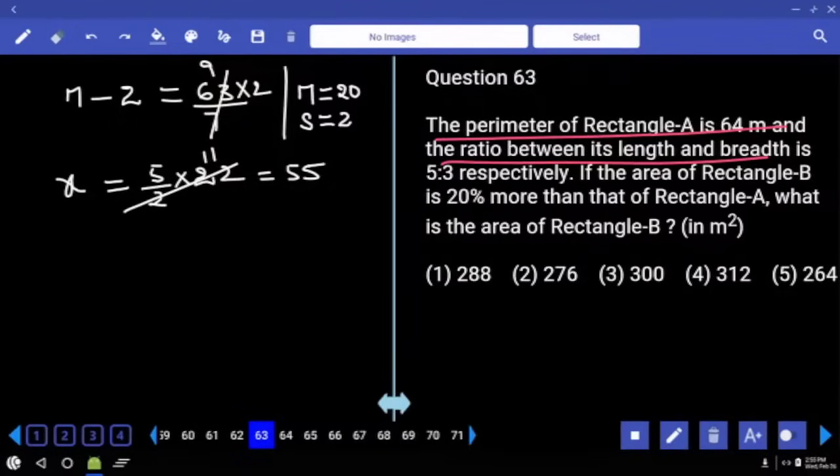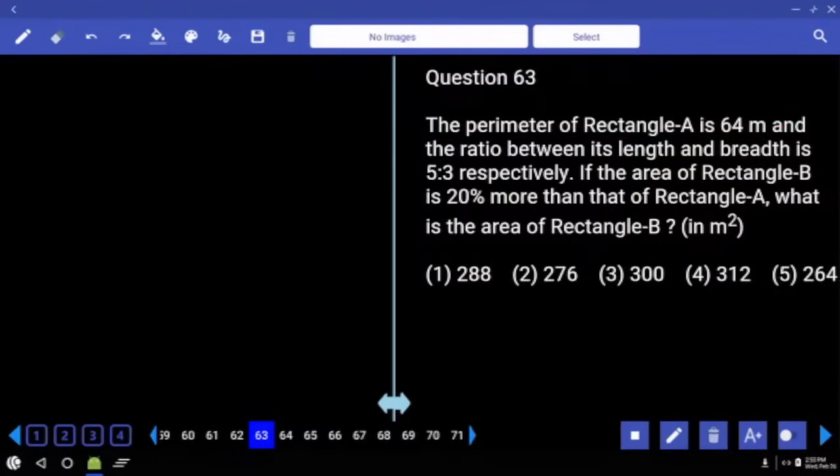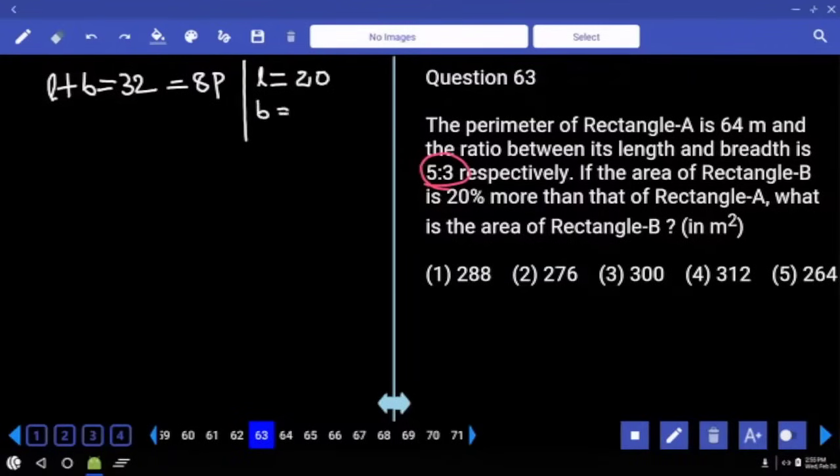The perimeter of a rectangle A is 64. 2 times of L plus B is 64. Then L plus B is equal to 32. Ratio between length and breadth is 5:3. What is L plus B in terms of parts? That means 8 parts is equal to 32 only. 1 part is 4. Length is equal to 5 parts, 5 fours, 20. Breadth is equal to 3 parts, 3 into 4, 12. These are measurements for rectangle A.